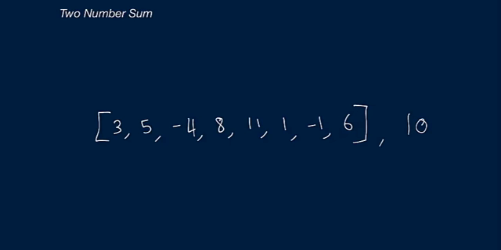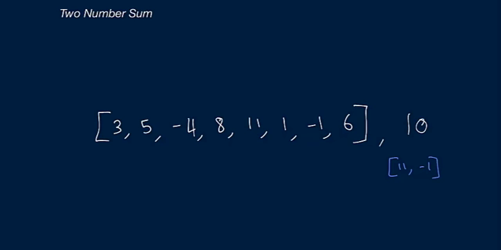So in this example, we've got the numbers 3, 5, -4, 8, 11, 1, -1, 6, and we've got the target sum 10. We want to find if there's a pair of two numbers here that sum up to 10, and there is. We can have the numbers 11 and -1, which do indeed sum up to 10. 11 plus -1 is equal to 10.